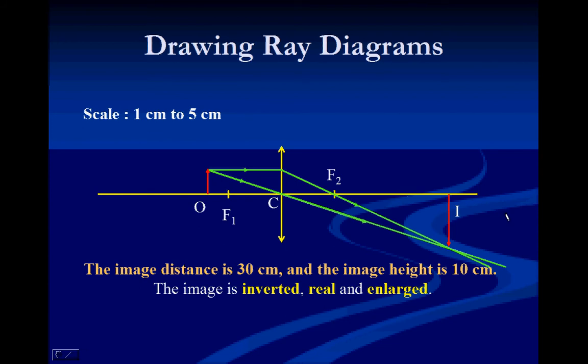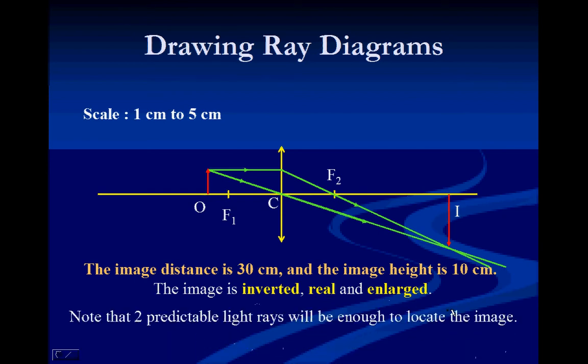To describe the image: it is inverted, real, and of course enlarged, because the image is obviously a larger size than the object. One more point to take note of is that you only need 2 light rays, which will be sufficient to locate the image. You don't need 3. Now let's take a look at practice question 2.